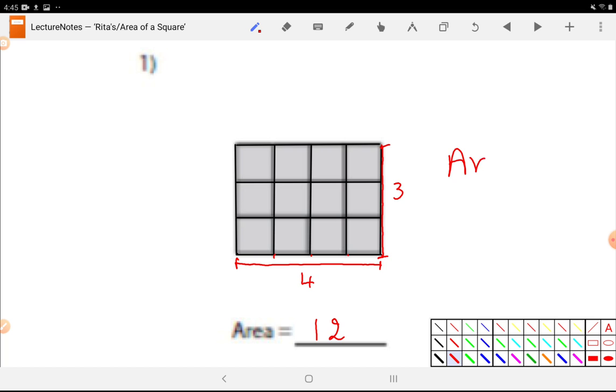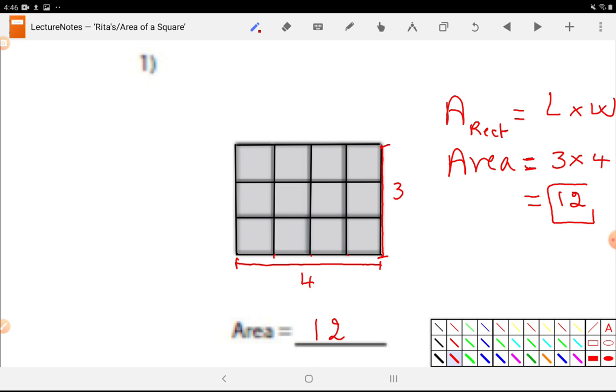So the area is 3 times 4, and that's equal to 12. And that's how we find the area of any rectangular shape. So the area of a rectangle, I'm going to put a little r here, is equal to length times width. Many of you have already seen this. If we apply that, it would be 3 times 4, and we get 12. Same thing as if we were to count 1, 2, 3, 4, 5, 6, 7, 8, 9, 10, 11, and 12. Done. Let's look at another example.